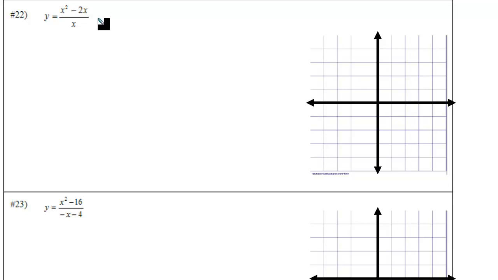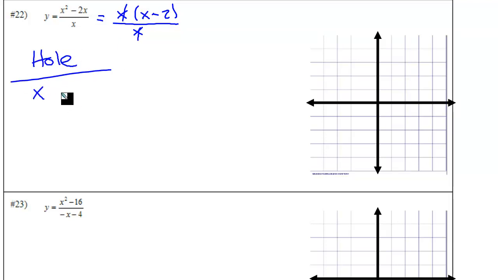So 22, once again, factor. All these problems start out with the potential of factoring. If it can be factored, you should do it. I can cancel the x's. As soon as you cancel something, you should shout from the rooftops, hole! Set it equal to 0. Solve it. Already solved. The x value of your hole is 0.